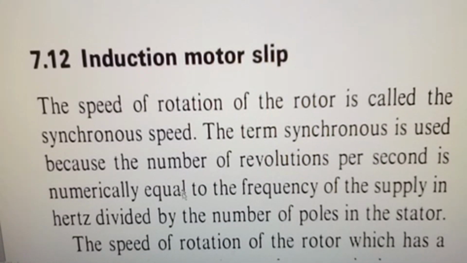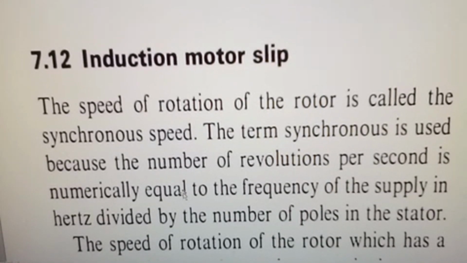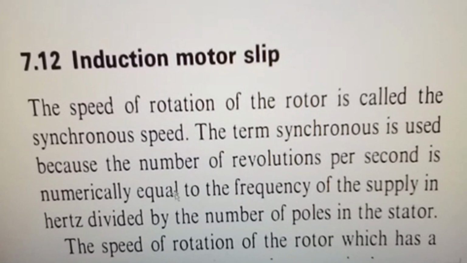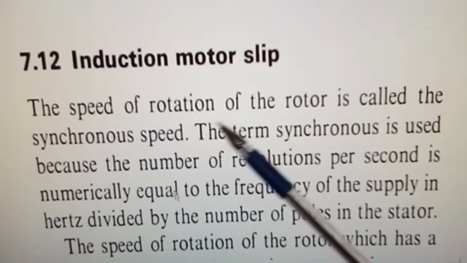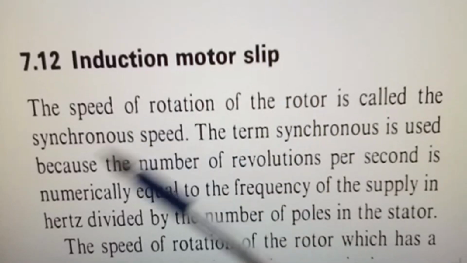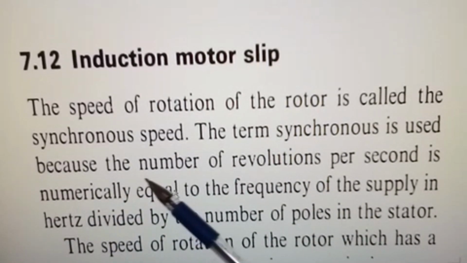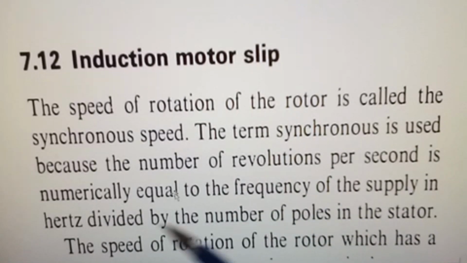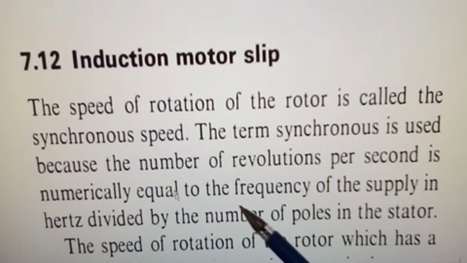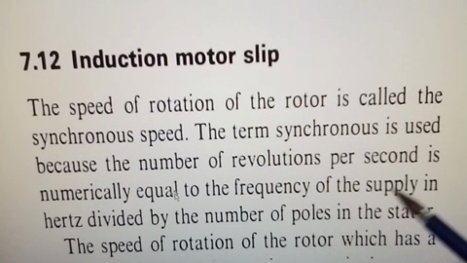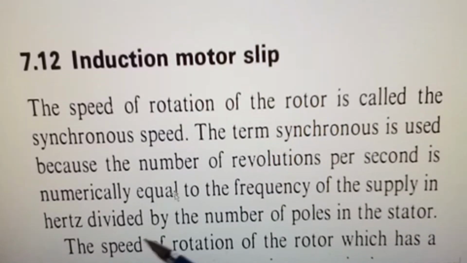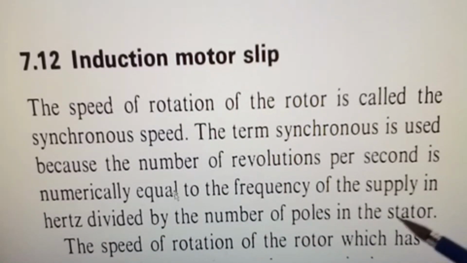Now, with induction motors, you also get something called slip, and slip has to be taken into account. The speed of rotation of the magnetic field is called the synchronous speed. The term synchronous is used because the number of revolutions per second is numerically equal to the frequency of the supply in hertz divided by the number of poles in the stator.